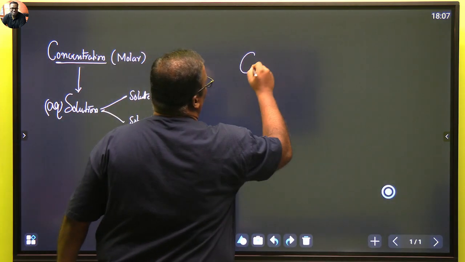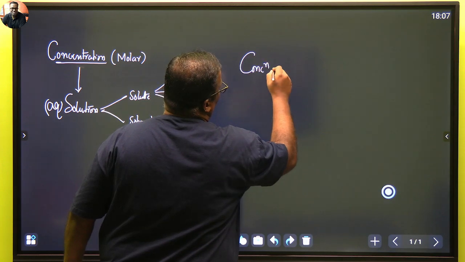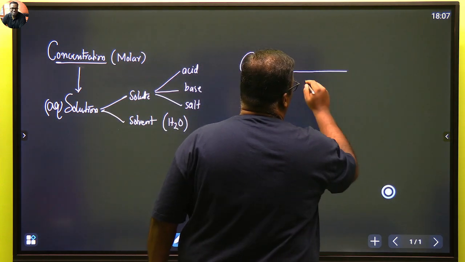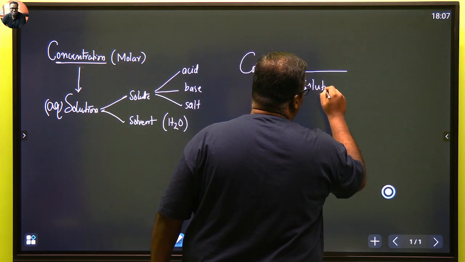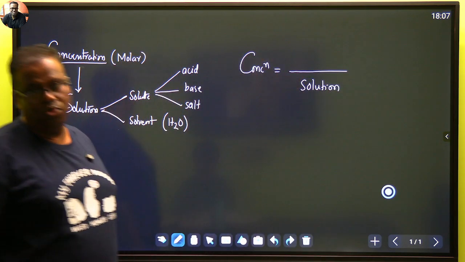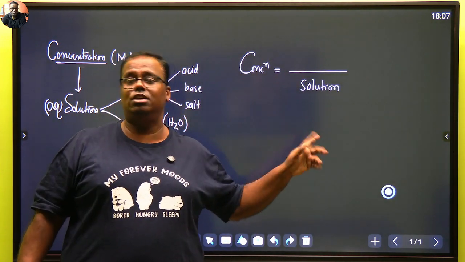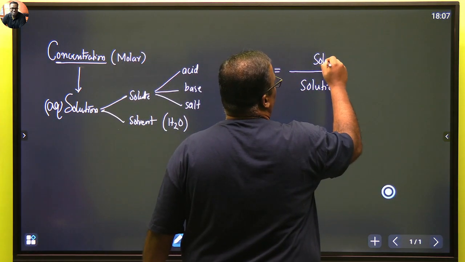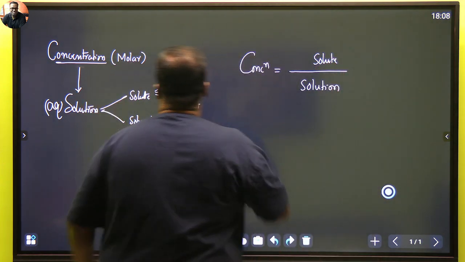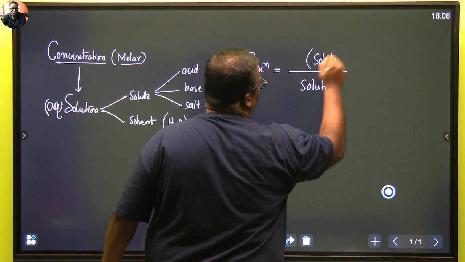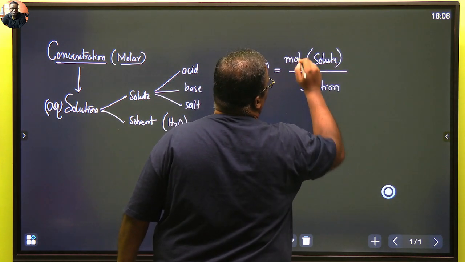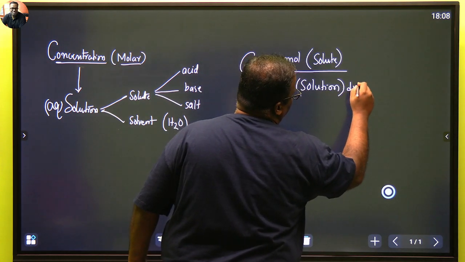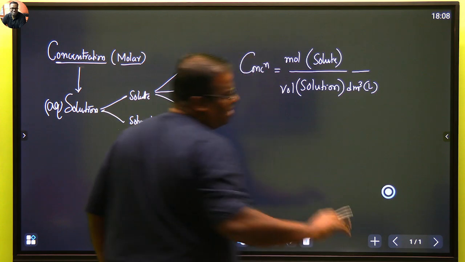Whenever you talk about concentration, whether you are speaking in terms of mass concentration or molar concentration, you are always comparing it in terms of solution. Always in terms of solution, not in terms of solvent. Many children make this mistake. Solution below, and on top, we will always have solute. Now, what are we studying? Molar concentration. So, we will see the moles of solute over the volume of solution expressed in dm cube, which is the same as liters.